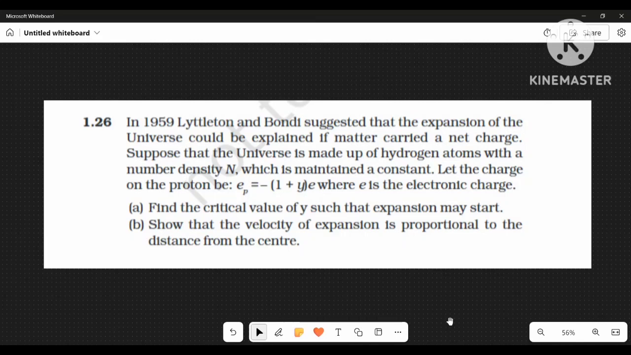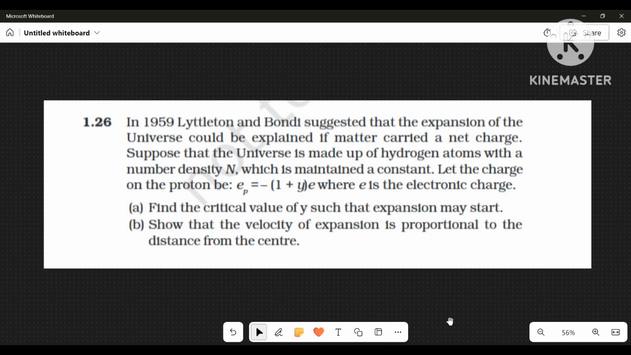Take a look at this question here. This is what we are going to be working through today. So, in 1959, Littleton and Bondi suggested that the expansion of the universe could be explained if matter carried a net charge. Suppose that the universe is made up of hydrogen atoms with a number density n, which is maintained a constant. Let the charge on the proton be e_p, which is given as an expression, that is minus 1 plus y times e, where e is the electronic charge.